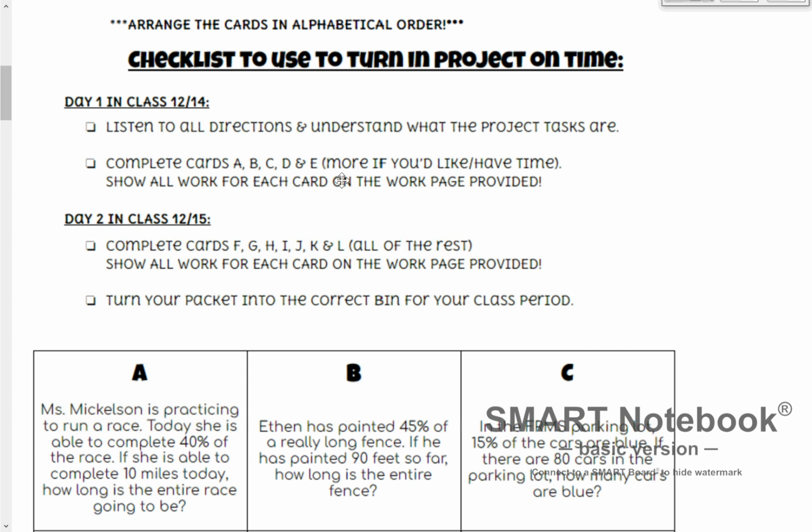Okay, if you don't get A, B, C, D, and E done in class today, we need to go home and finish those so that when we come to class tomorrow, we are all starting with those done.